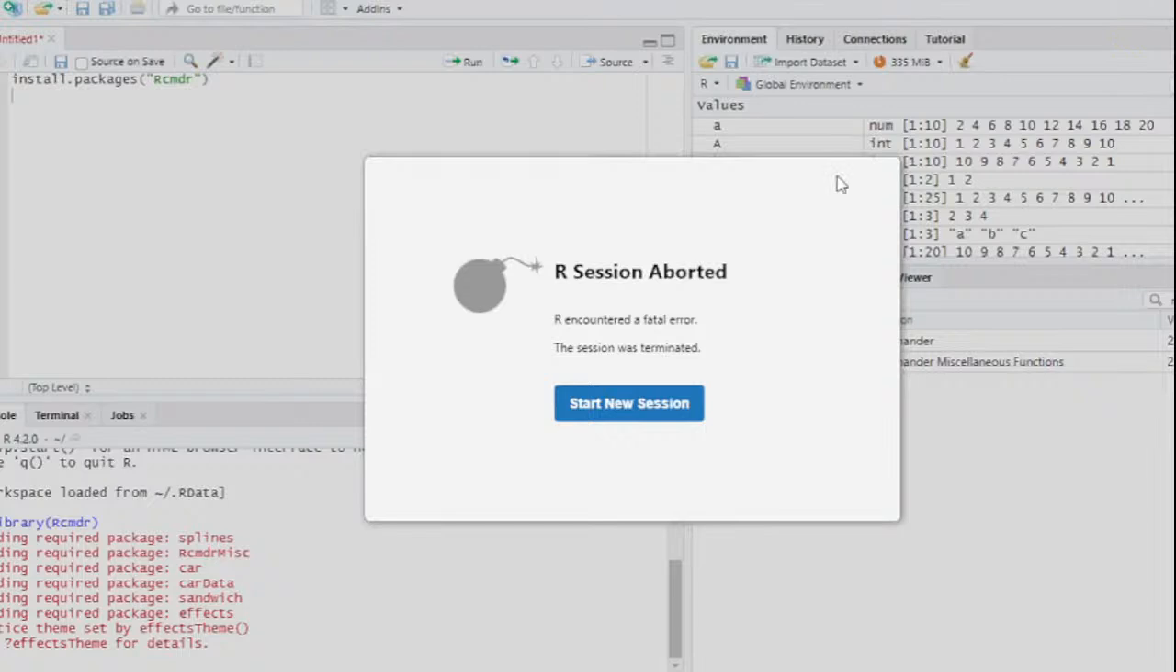Can you see loading packages? All the dependent packages are loaded in console. That is where the script is. The script runs in the console, not in the R Studio. Maybe this pop-up is not. Click on start new session. Yeah, click on it.